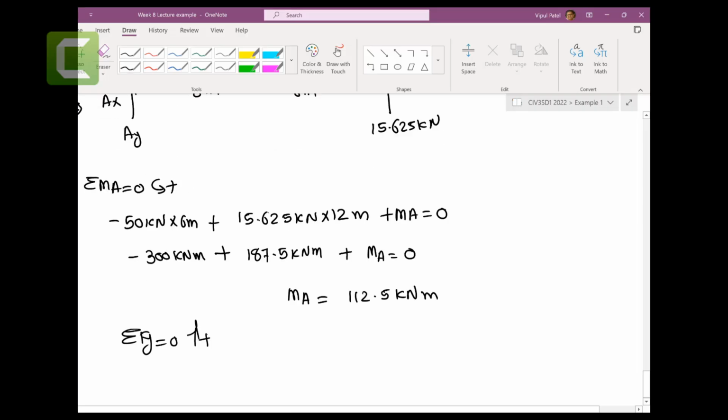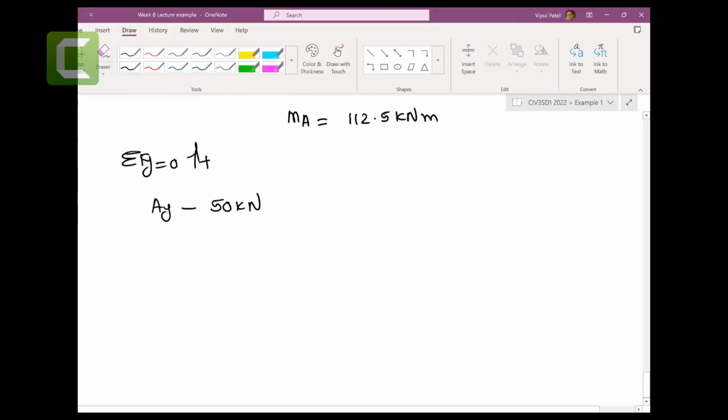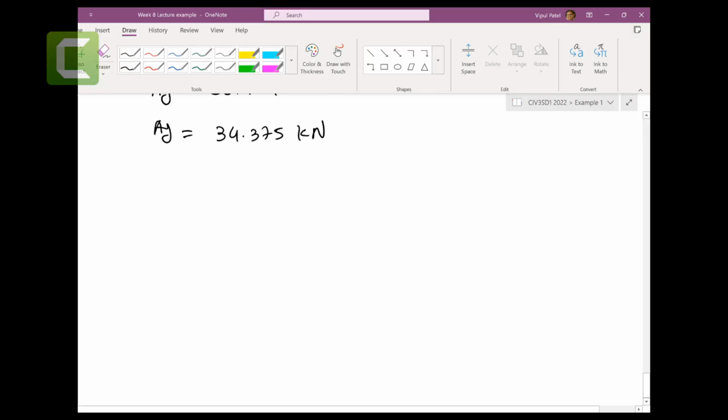Upward is positive, AY going up, 50 kilonewtons going down, plus 15.625 kilonewtons going up. So AY equal to 34.375 kilonewtons. AX equal to 0 because there is no horizontal force.